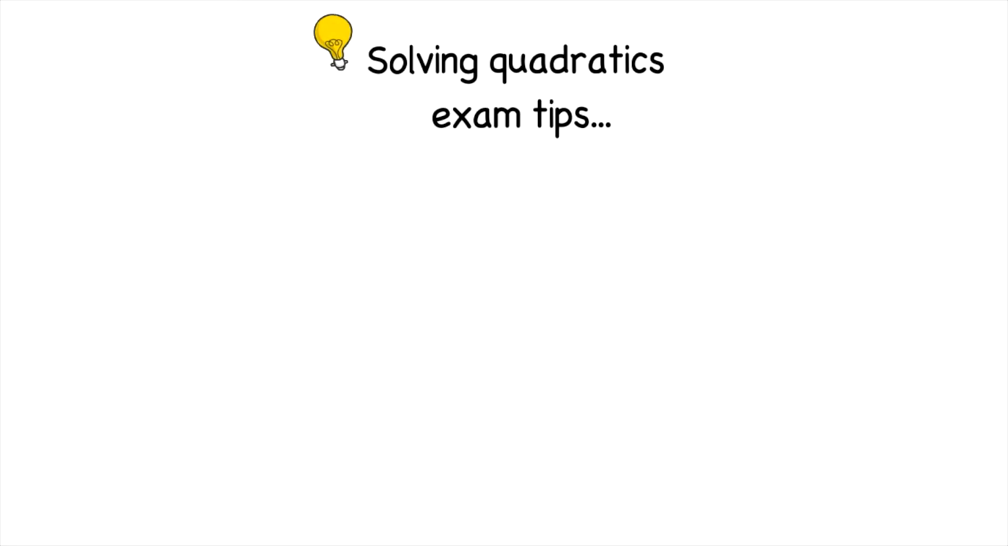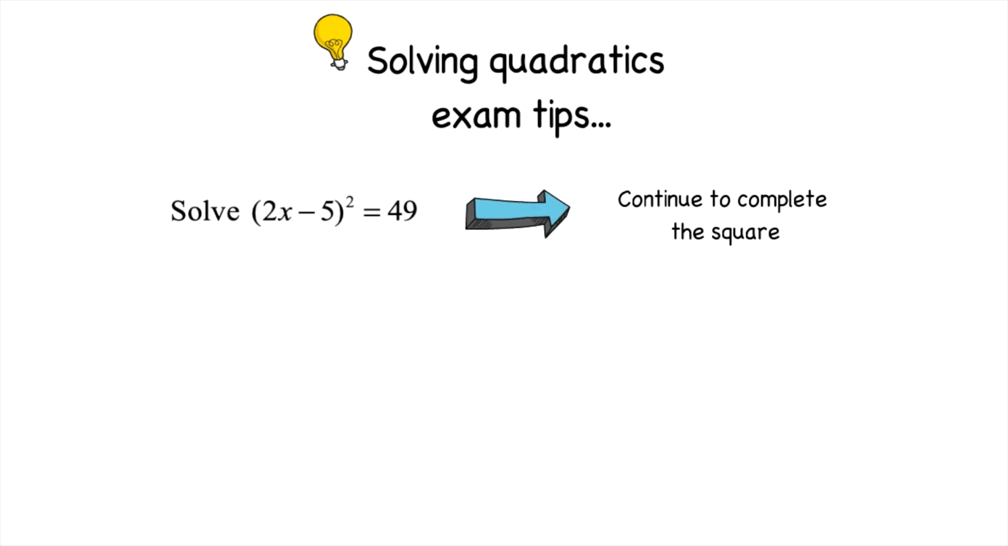Before we go on to a summary, I just want to go over a few exam tips. Firstly, it's really important to remember that sometimes the examiners will give you a quadratic formula in a different format. For example, here you're given something that looks different to a quadratic equation, but essentially it's just completing the square with the first few steps done for you. If you continue with your completing the square method, you will get to the answer.